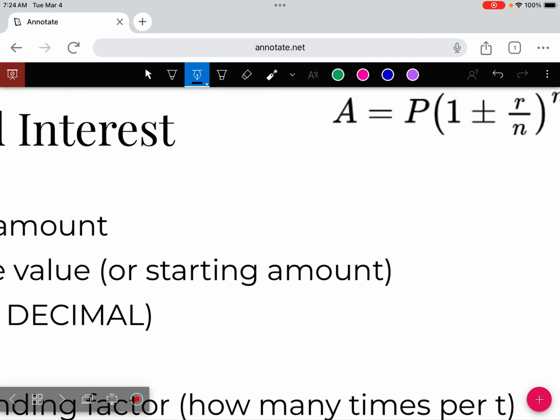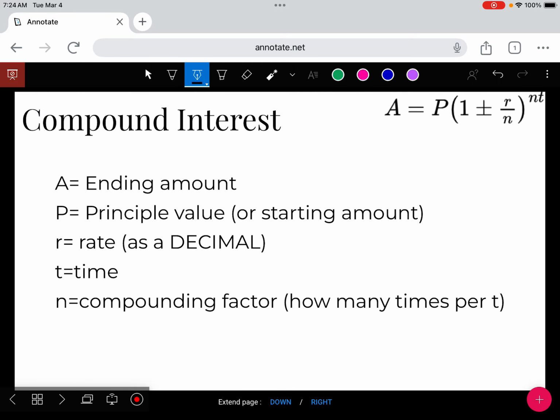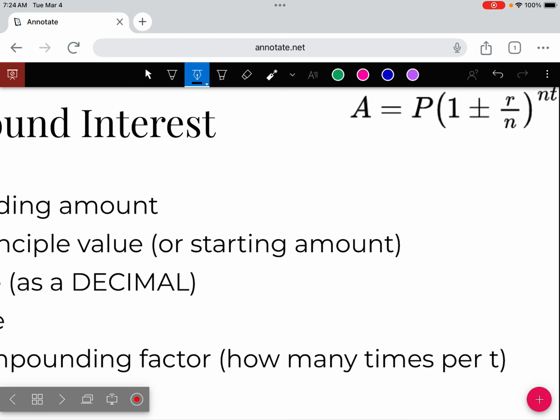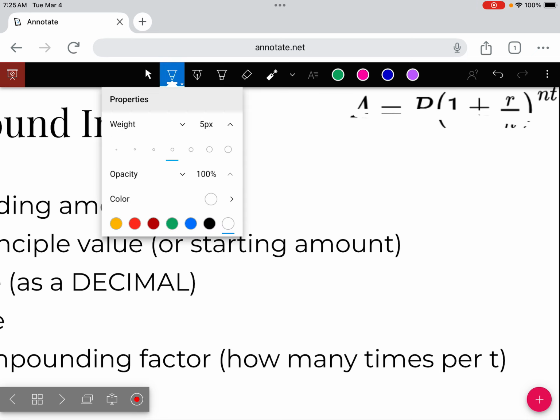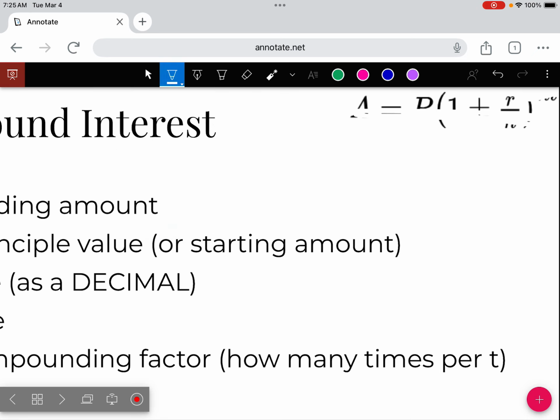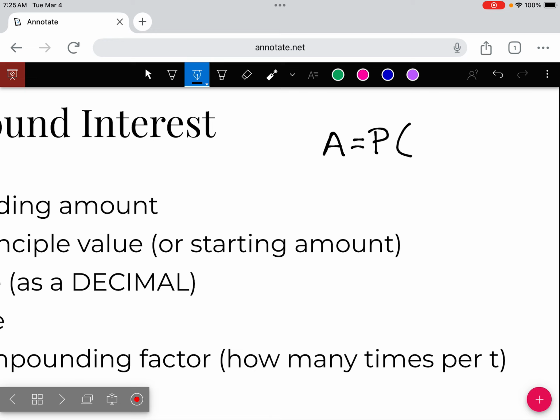So we're going to be working with something called compound interest. I'm going to cover this up for a second because I'm going to rewrite it where it's not directly underneath the close button up here. So our compound interest formula is usually given to us as A equals P parentheses 1 plus or minus r over n to the power nt.